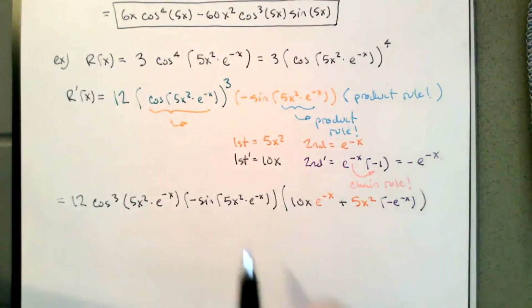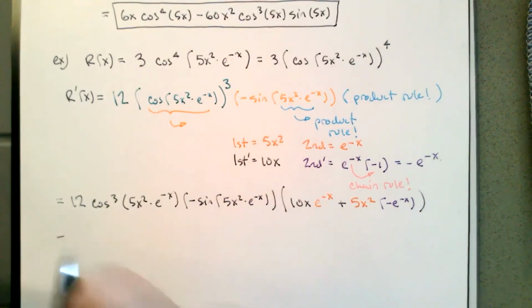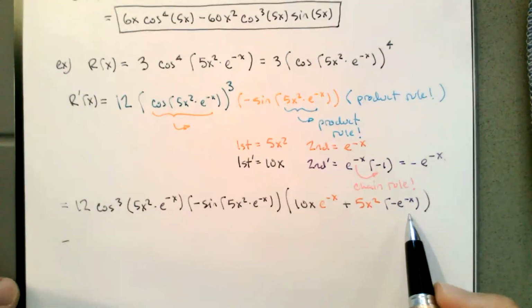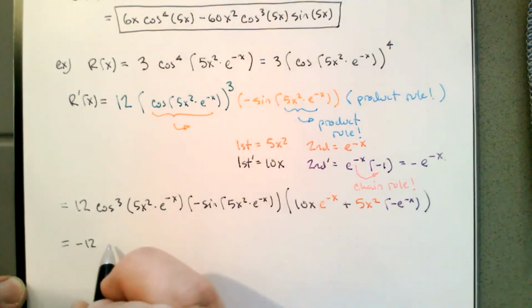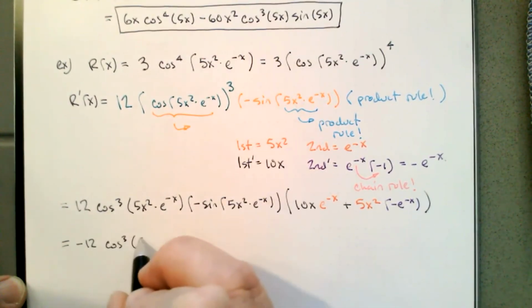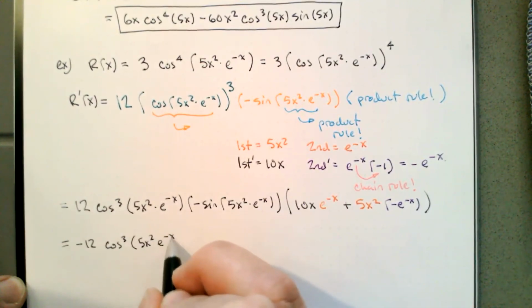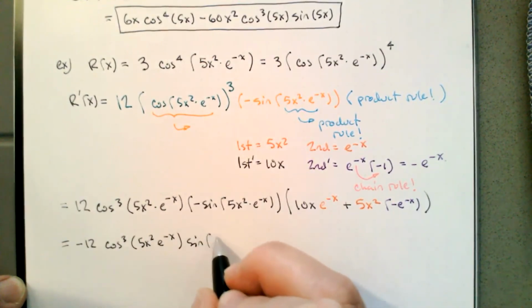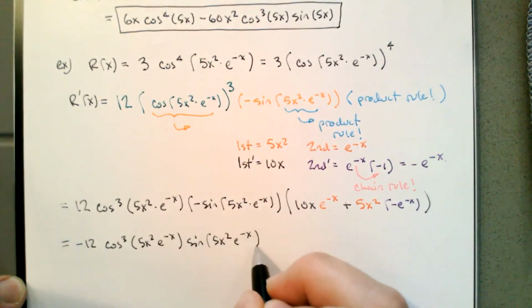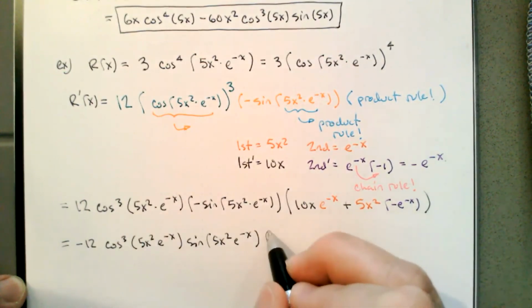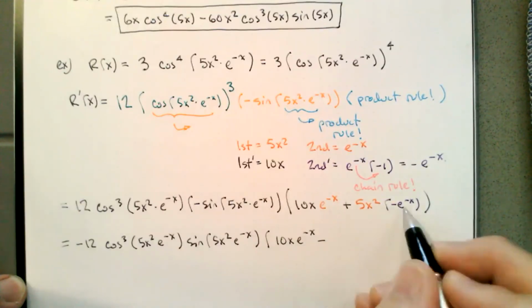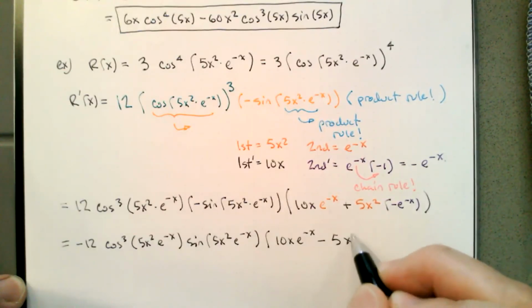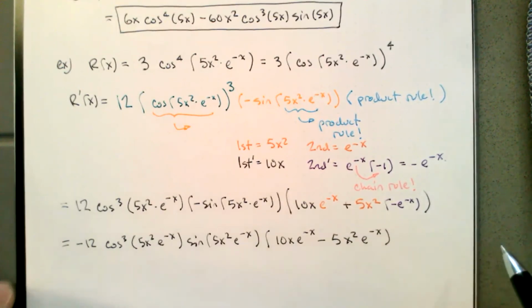We should clean this up. This looks terrible with this negative factor in the middle. So this actually looks awful as well. Let's first do this. This is negative 12 cosine cubed of 5x squared e to the negative x times sine of 5x squared e to the negative x. And then I have two terms here. I've got 10x e to the negative x minus, this is what I wanted to clean up here, 5x squared e to the negative x. So notice I've got these two terms here.